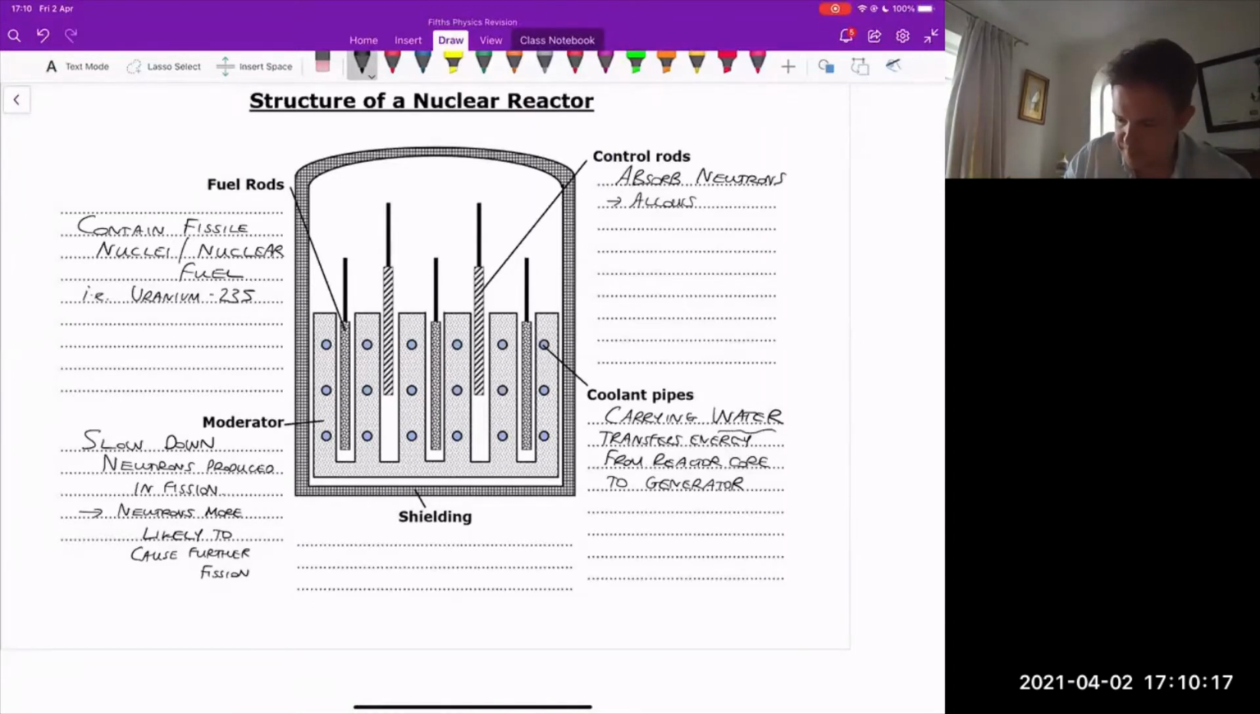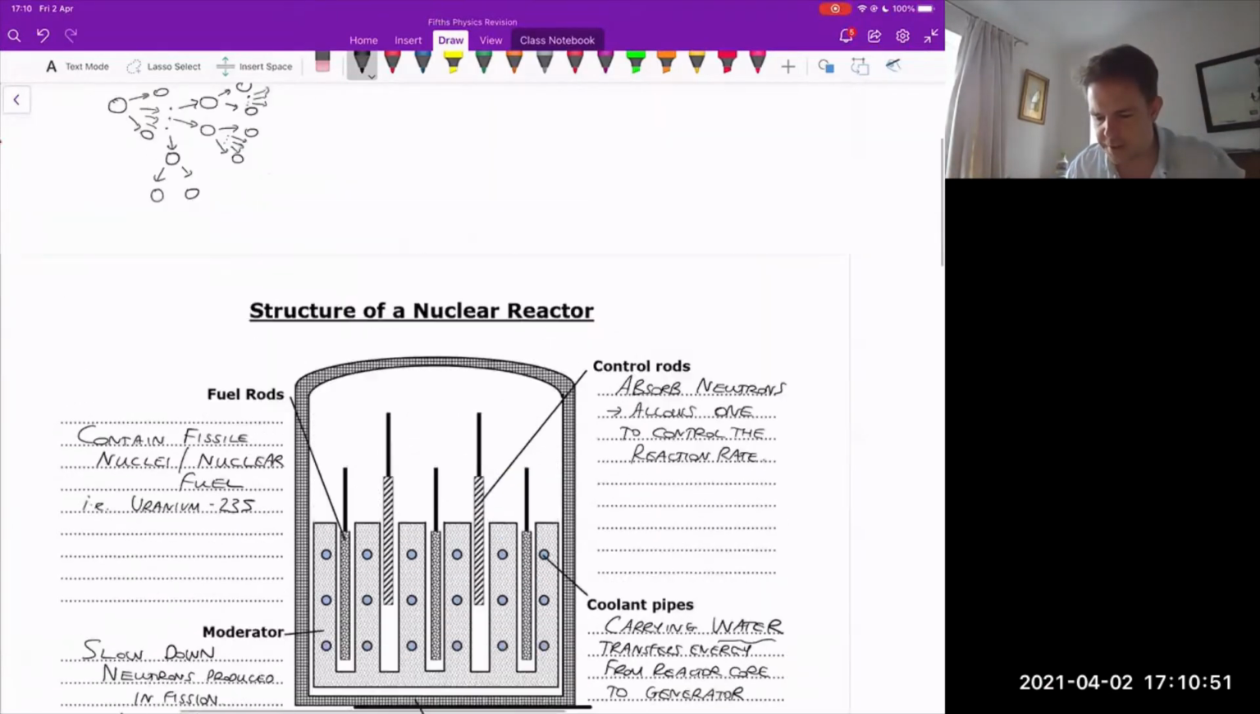And what that does is it allows you to control the reaction rate. Because if you removed all the neutrons, absorbed them all, you wouldn't be able to have more fission occurring. Okay, so in an emergency you could insert the control rods fully, absorb all the neutrons, and stop the reaction.